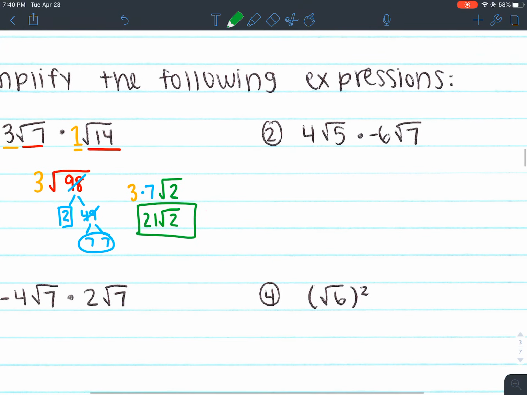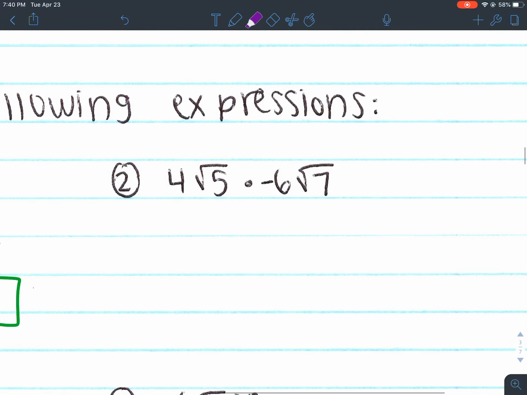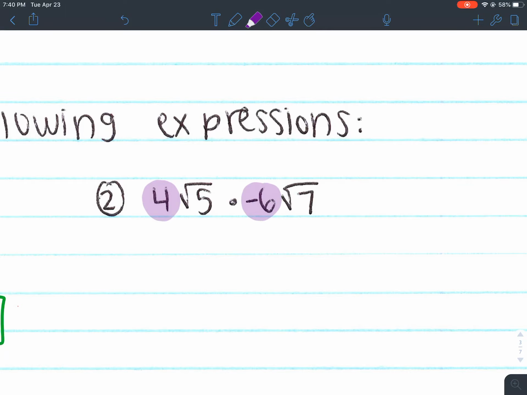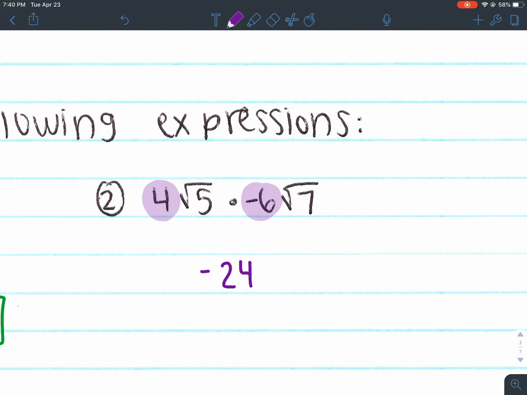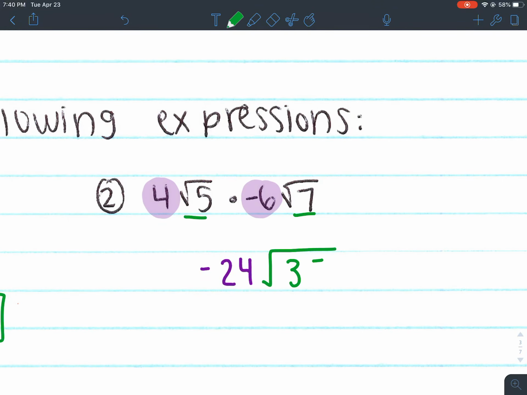Number 2, again, same thing. You're going to multiply what's on the outside, so I have 4 times negative 6. That's going to give me negative 24. And then inside my radical, I have 5 times 7, so I have the square root of 35.